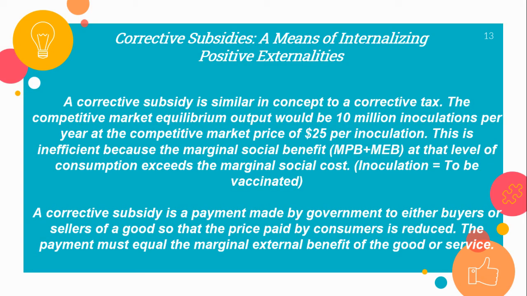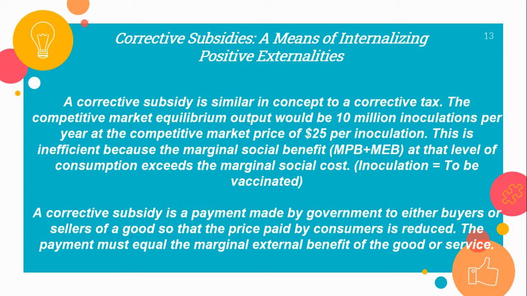So next is the corrective subsidies, a means of internalizing positive externalities. A corrective subsidy is similar in concept to corrective taxes. The competitive market equilibrium output would be 10 million inoculations per year at the competitive market price of $25 per inoculation. This is inefficient because the marginal social benefit, MPB plus MEB, at the level of consumption exceeds the marginal social costs. So inoculation, ito yung mga to be vaccinated.